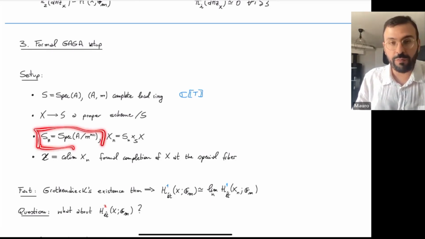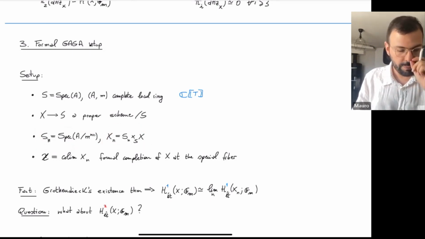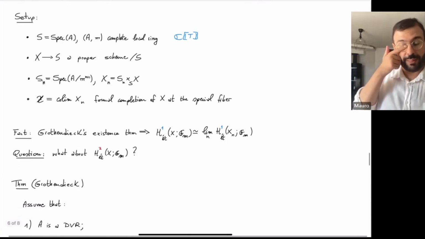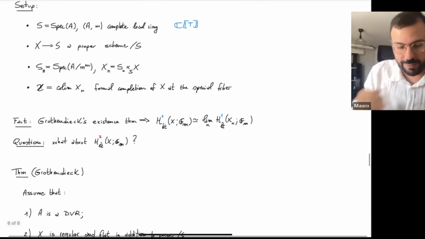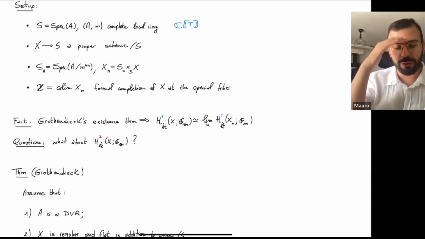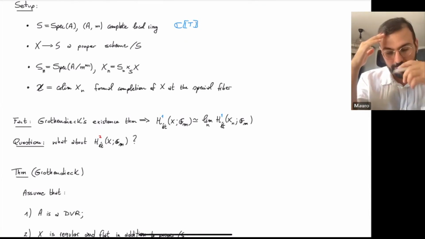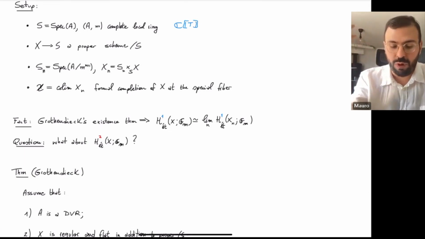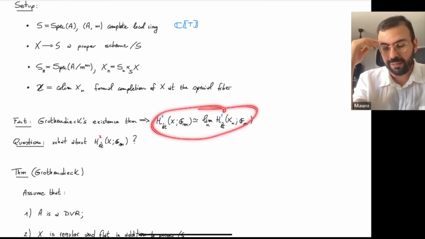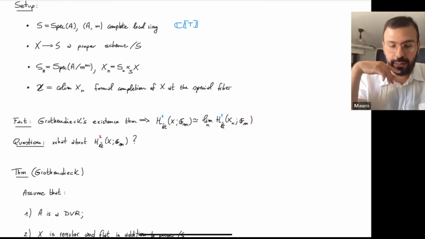Sn is all the infinitesimal thickenings, and Xn is the base change. And then I need to look at the formal completion of X at the special fiber for technical reasons. So this should be a familiar situation when we study deformation theory. For instance, it's something that pops up all the time. And the Grothendieck existence theorem, one way to state it is that we have this equivalence.